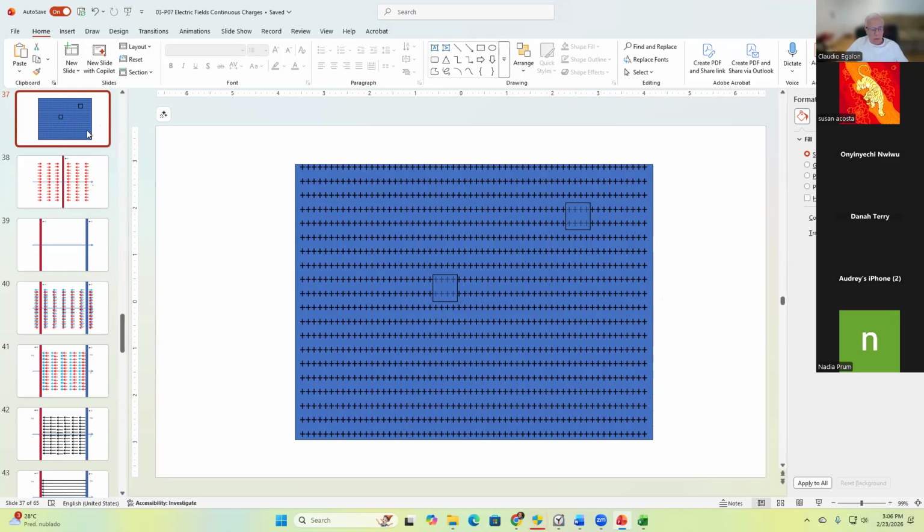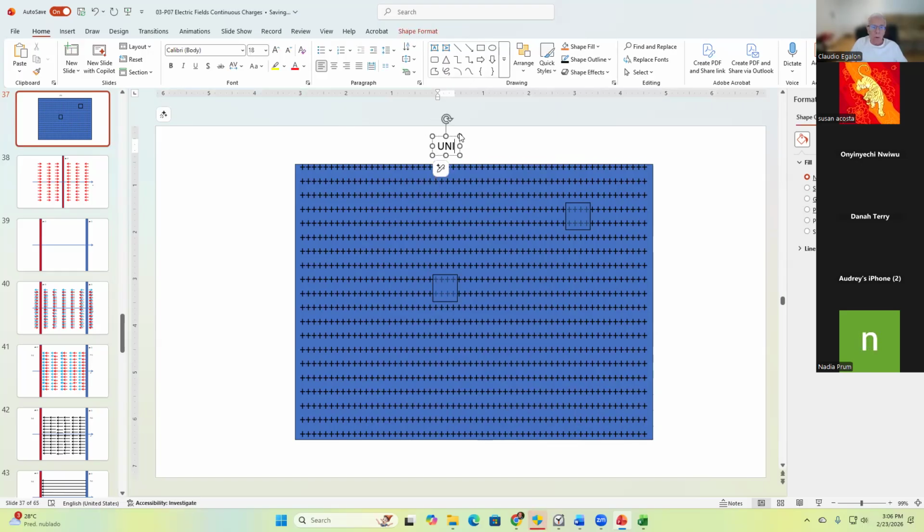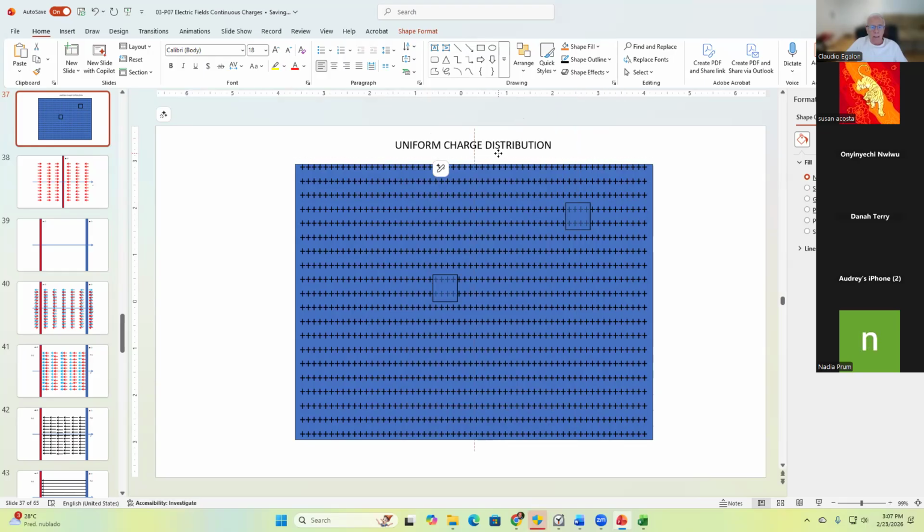Now, when I illustrate a non-uniform charge distribution, let's write that down. Uniform charge distribution. We're not going to deal with non-uniform charge distribution, but I want you to understand the distinction between the uniform and non-uniform.